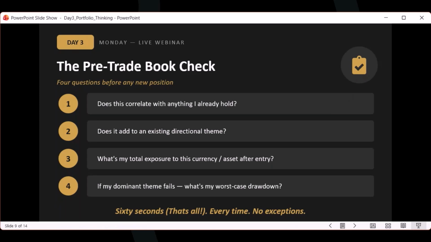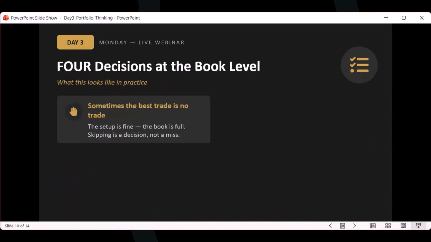So those two things are part of that game. So essentially what you've got, as I said right at the start, there's no point in talking about this unless we give it some practical application. So there's 4 decisions in practice that you're making. Number 1, sometimes the best trade is no trade.